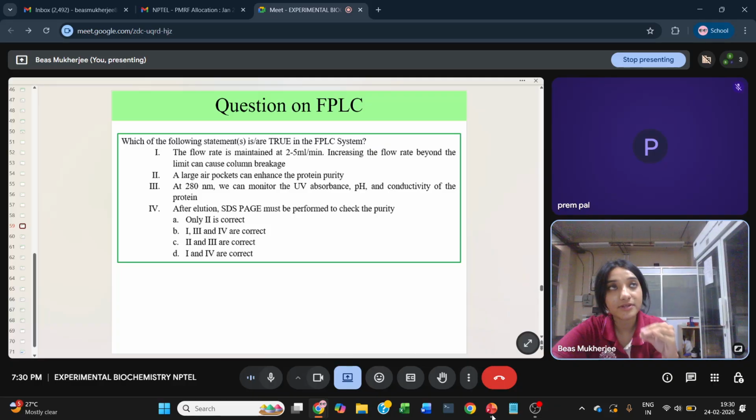Remember, air bubble is the biggest enemy of any chromatographic technique. So you should be very, very cautious when it comes to air bubbles, when it comes to liquid chromatography techniques. So now you try to answer. I gave you the hint.